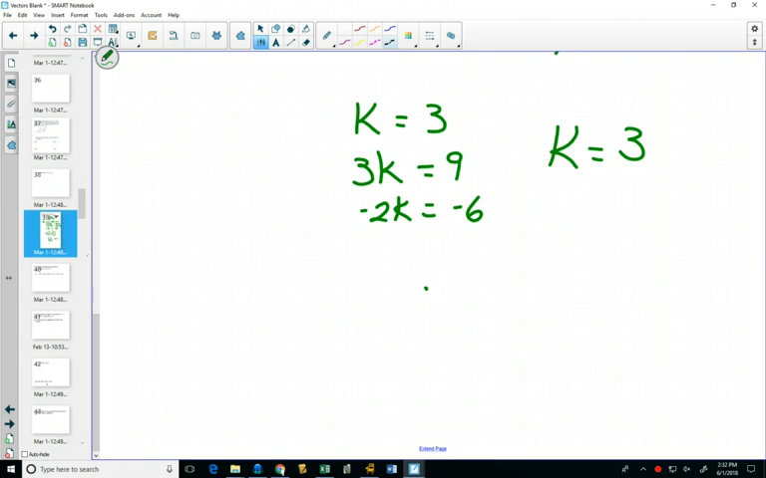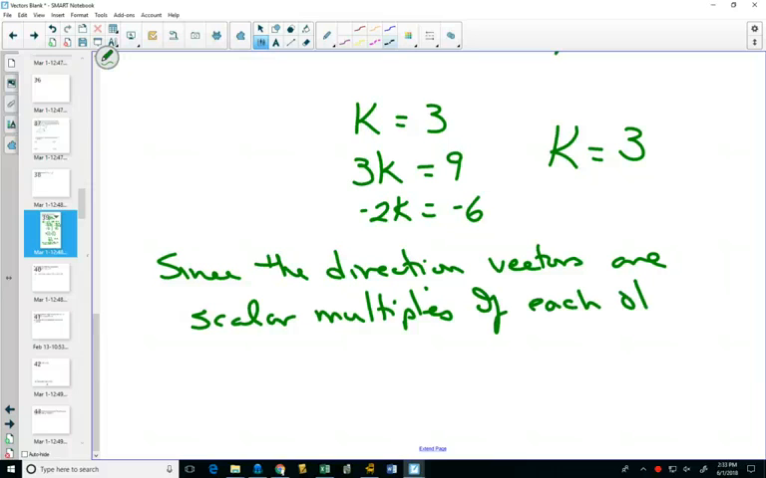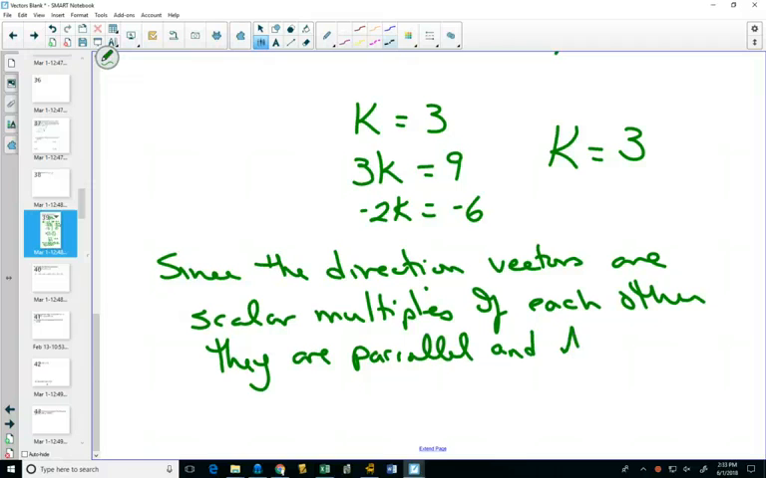So we can write a statement that since the direction vectors are scalar multiples of each other, they are parallel. And then we know that A, B, and C are collinear.